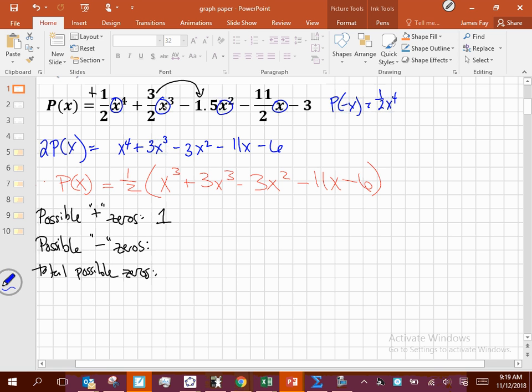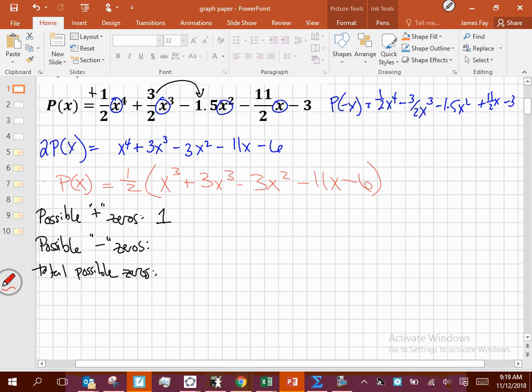If I plug in a -x right here, what's that going to give me? -x cubed, and -x cubed times 3/2 is -3/2 x cubed. Plug in a -x here, it gives me positive x squared, times -1.5, still -1.5 x squared. A -x here changes this to a positive 11/2. And then that -3.